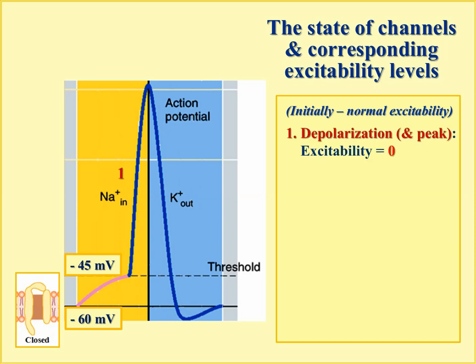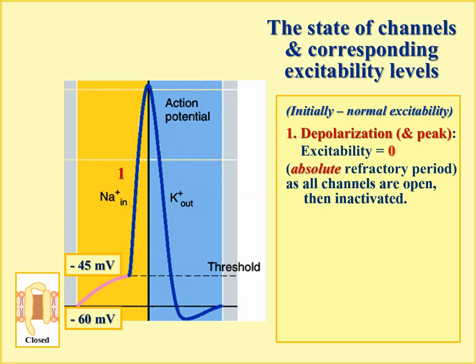And first phase which develops due to open state of sodium channels. Potential goes upward to positive values exactly because sodium goes through these channels, open channels, into the cell. And open state of channels means full absence of excitability. It's type of refractory period which is called absolute. Absolute refractory period means that excitability is not low, but it's absent at all, zero excitability.